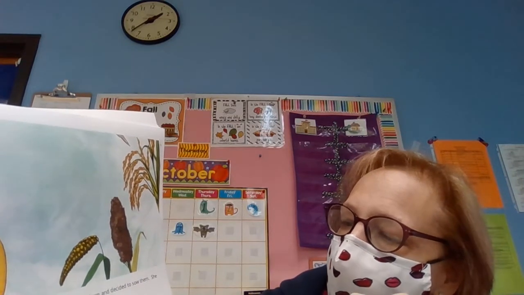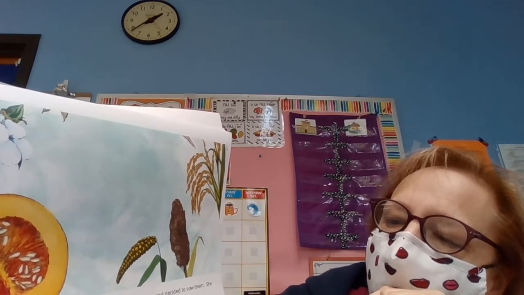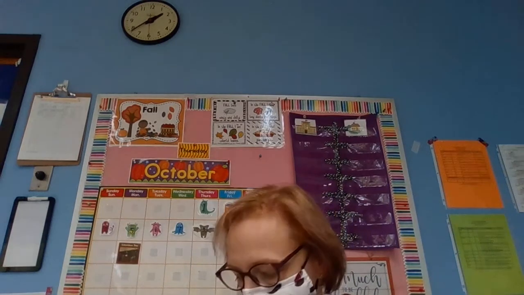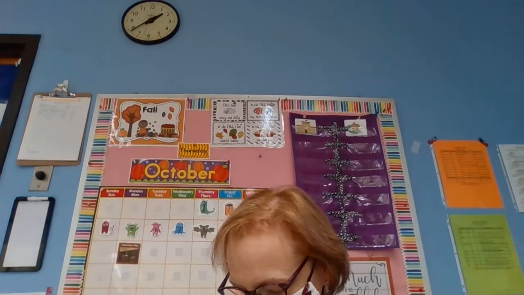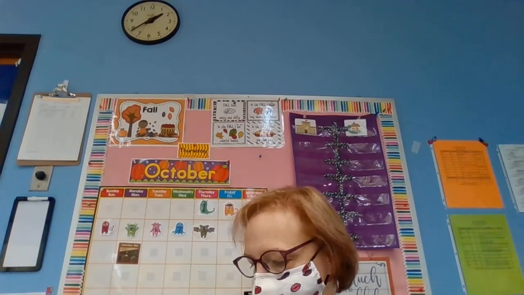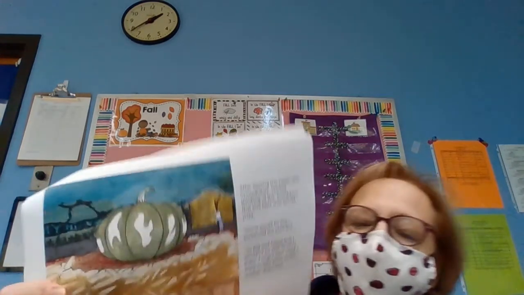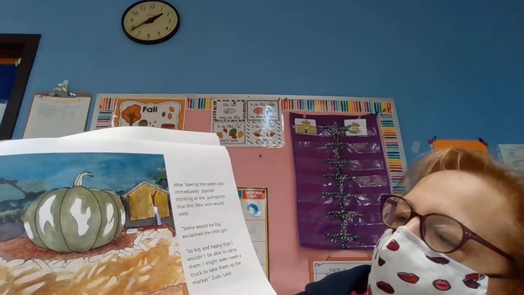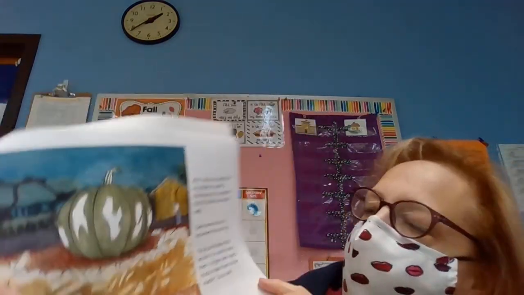Once Zuzu came across some pumpkin seeds at her Baba's farm and decided to sow them. That means plant them. She got back home and sowed the seeds in a teeny tiny pot. She would religiously water it every day. That means she'd be faithful and remember to water it all the time. After sowing the seeds, she immediately started thinking of the pumpkins that this little vine would yield.